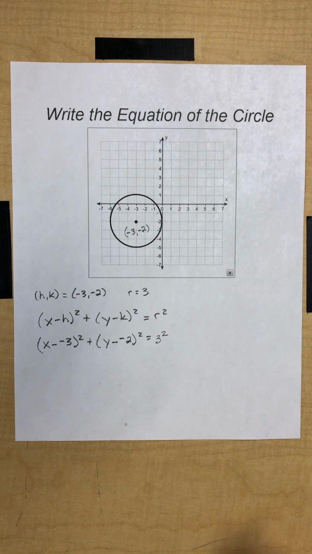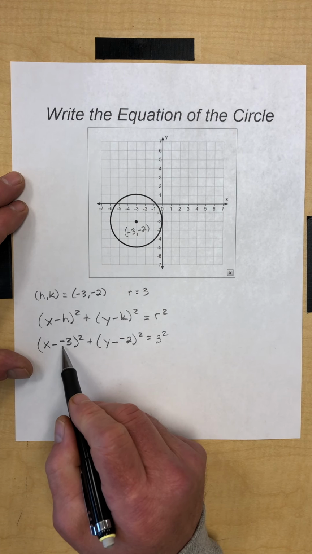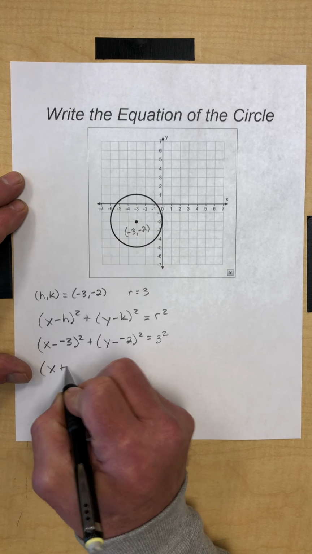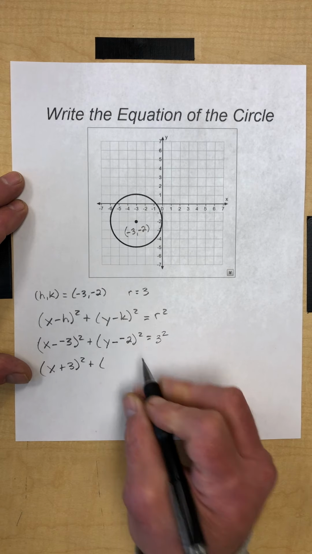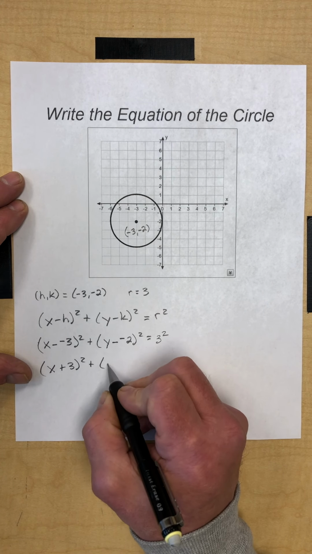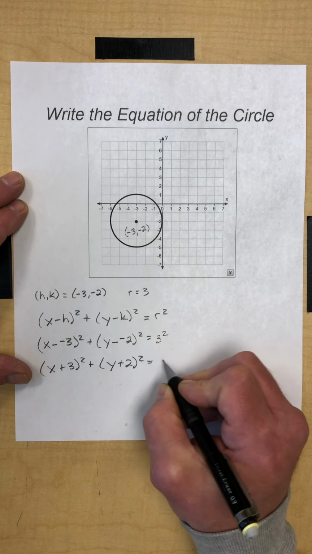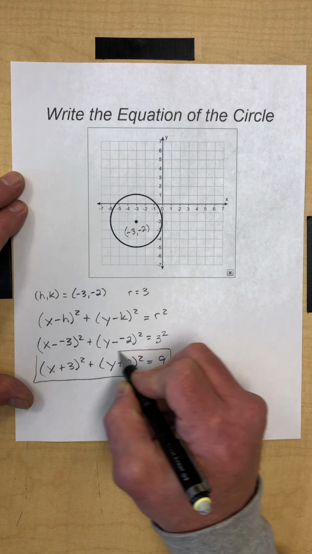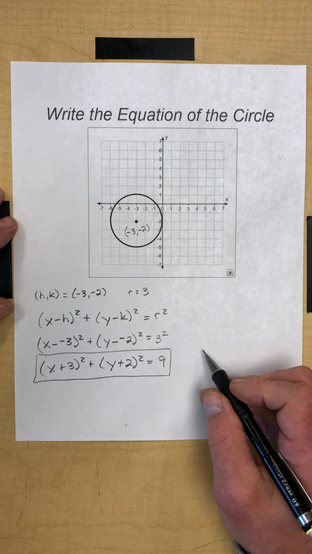From here on out, it's just a matter of simplifying. We never like this minus a negative, so we make that positive. That's x plus 3 squared plus, and do the same thing here: we don't want y minus a -2, so we write it as y plus 2, squared, equals, and 3 squared is 9. And so you have the standard form of the equation of the circle in the diagram. One in the books.